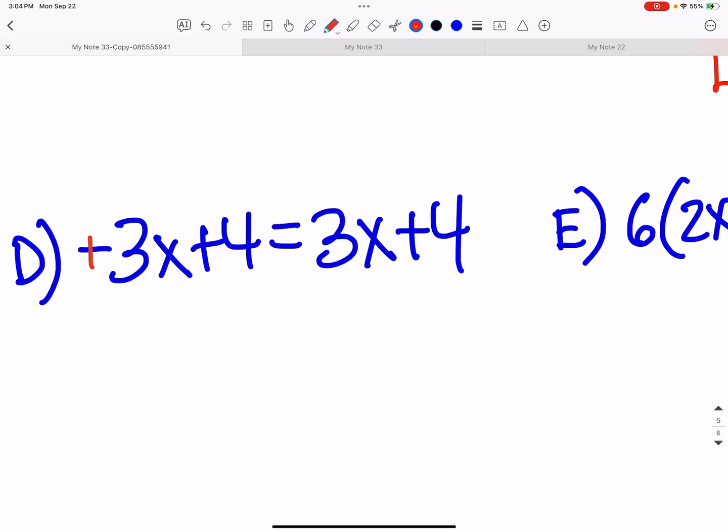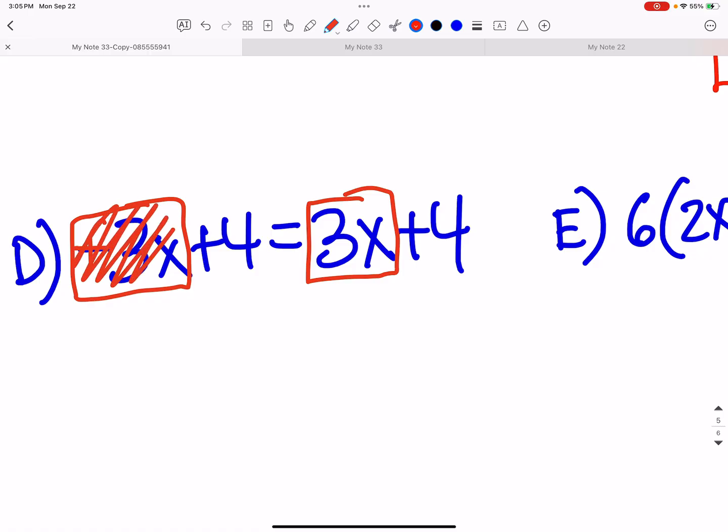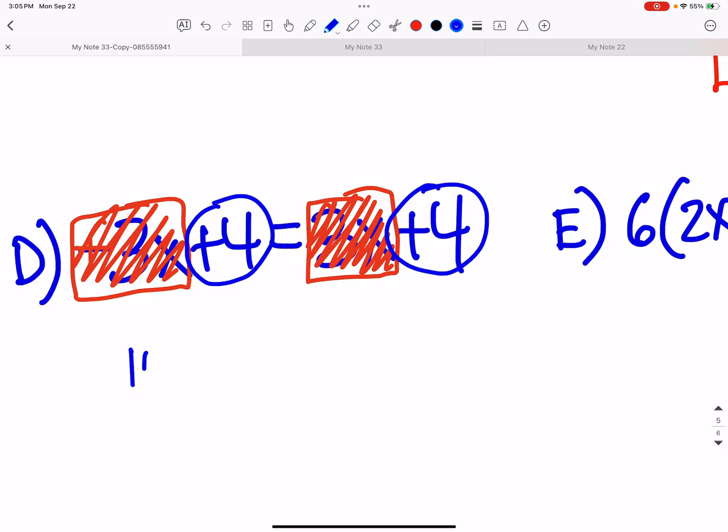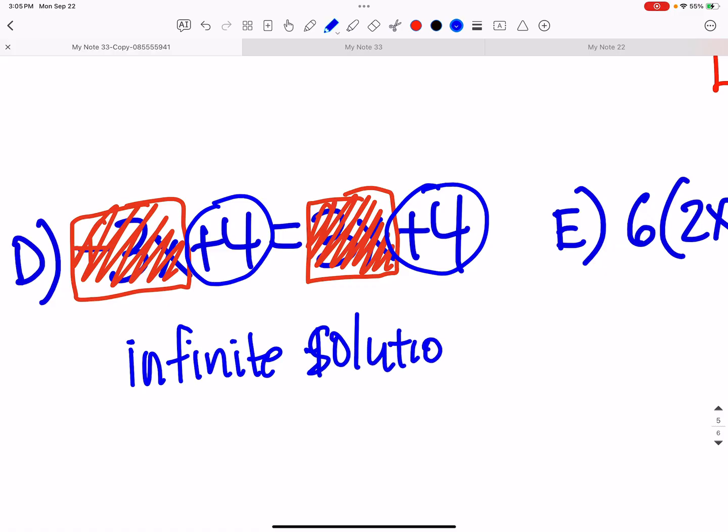Over here, we switch this to positive. All right, we have positive 3 x's on this side. We have 3 x's on that side. Those are the same. They're going to cancel out. That means the x's are not going to tell me my answer. It doesn't matter what the letter is. It doesn't matter because 4 always equals 4. This is infinite solutions. This is always true. There's infinity answers to this.